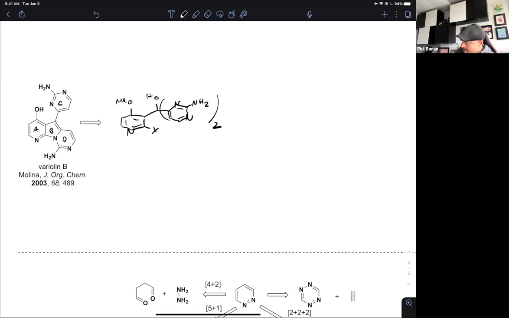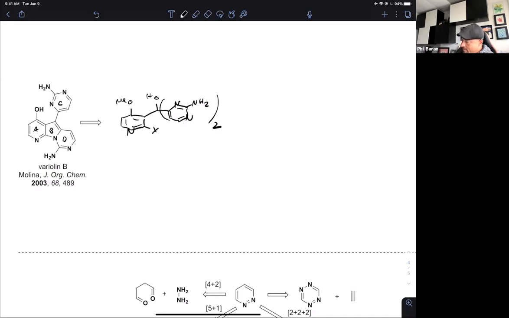Awesome. How do we make that? Just from the corresponding ester. We do some sort of magnesiation, add it in twice, and then cook that up, and it will cyclize, and you'll get out variolin. That's probably the best way to make it.